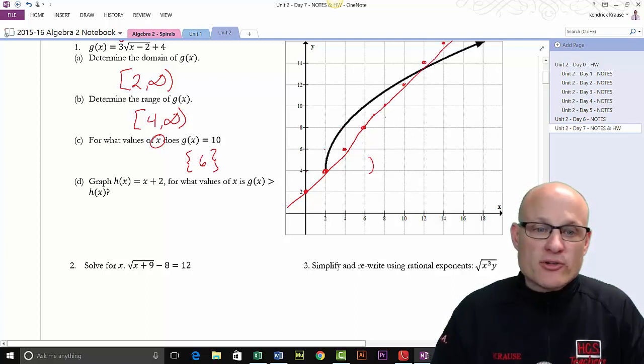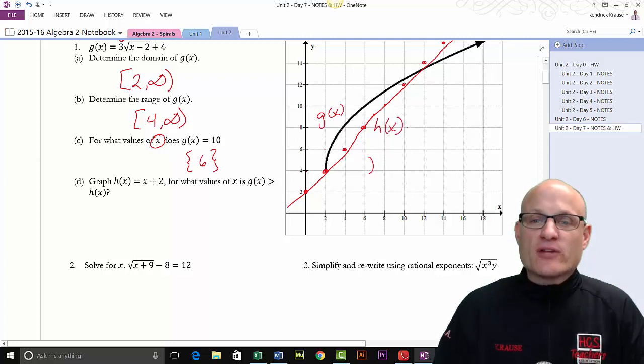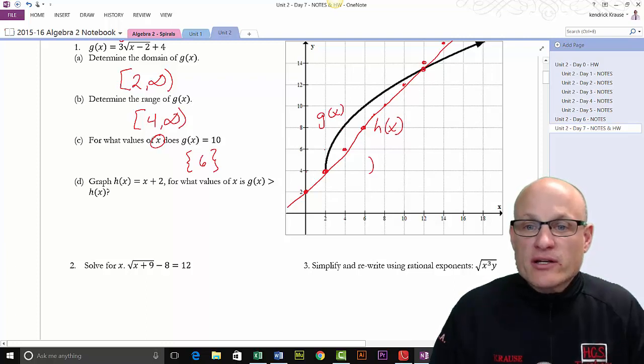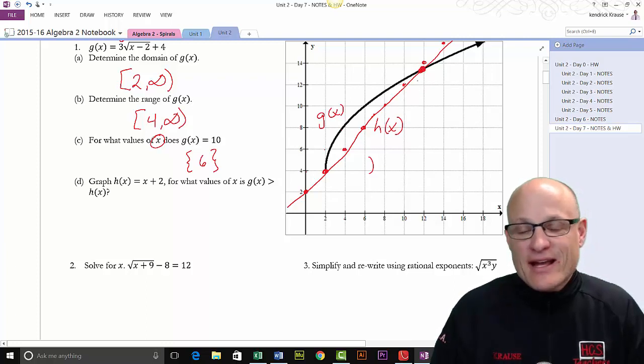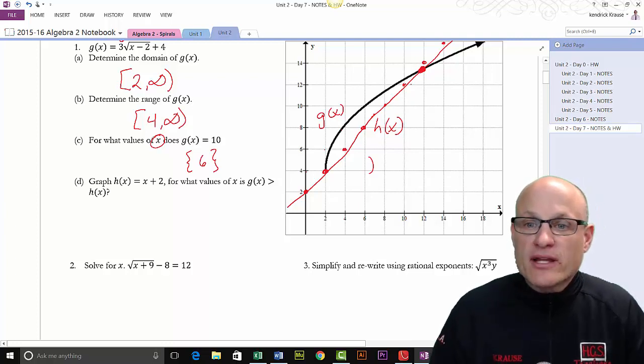Not the greatest drawing in the world. Sorry about that. For what values of x is g of x greater than h of x? Let's see. This is g of x. And this is h of x. I think if I was to ask you this question, I would ask you, well, here it is. Here's where they hit. They're going to hit somewhere right around here. It's not exactly there. Let's say it is there for all intents and purposes.